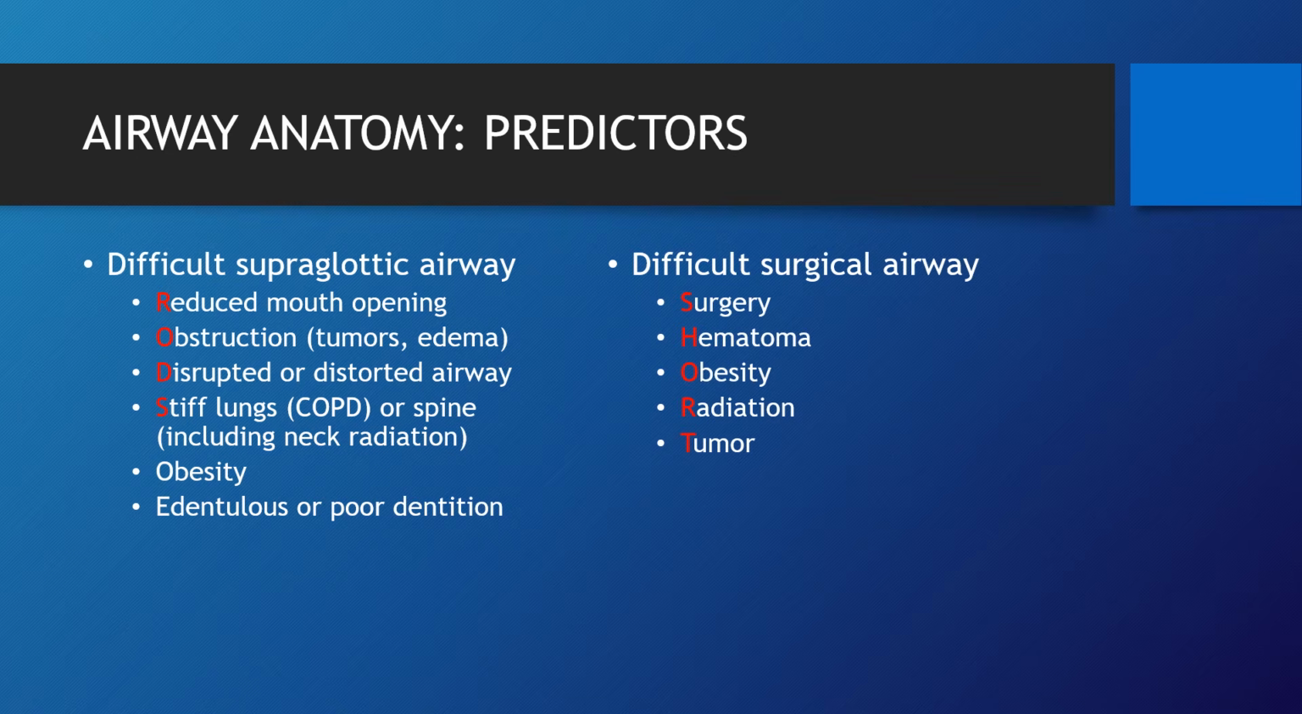And then finally, predictors for difficult surgical airway access can be remembered by the mnemonic SHORT, where S stands for previous neck surgery, H stands for hematoma at the site, O is for obesity, R stands again for previous neck radiation, and then T stands for tumor at the site.